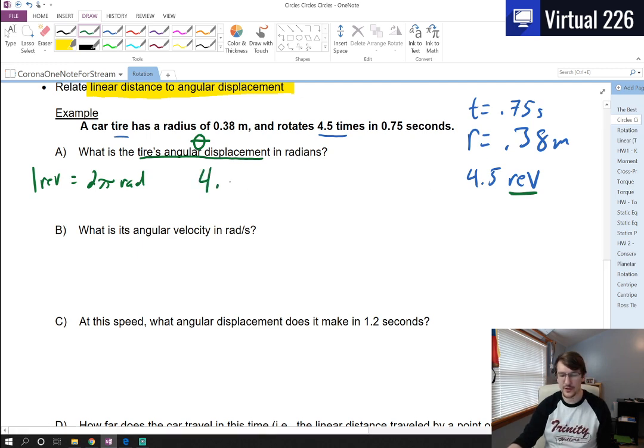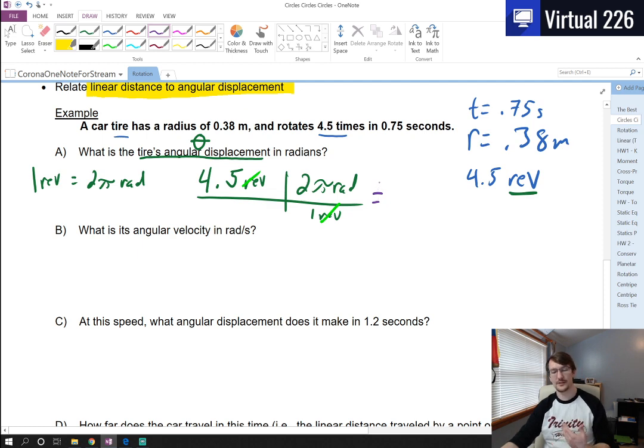If we write this with a train track, fence post, unit analysis method, whatever you want to do, we know 4.5 revolutions, there are 2 pi radians in 1 rev. And when we look at this, we see that our revolutions, they divide out. They've canceled, as some say.